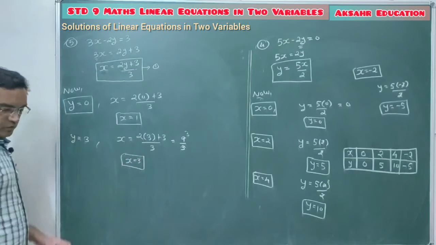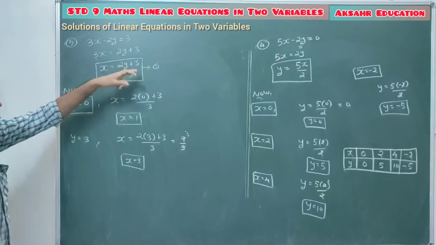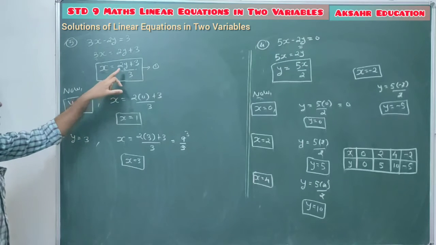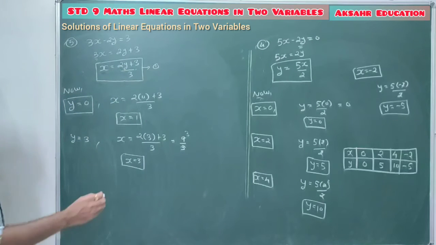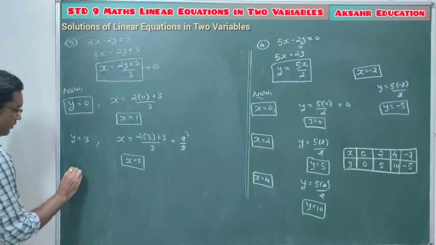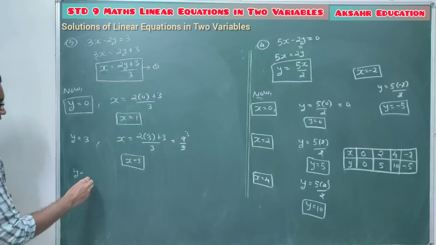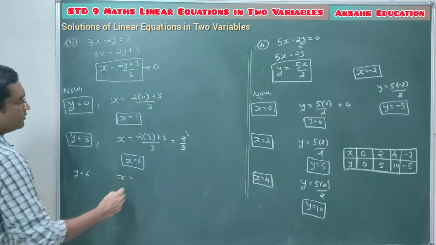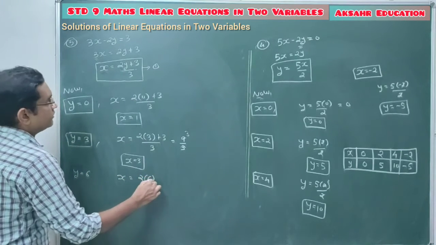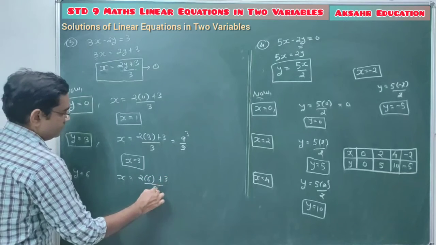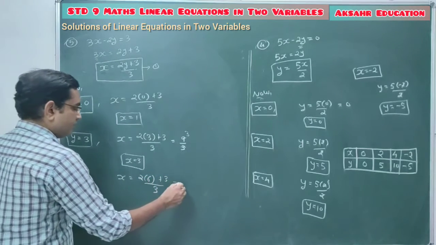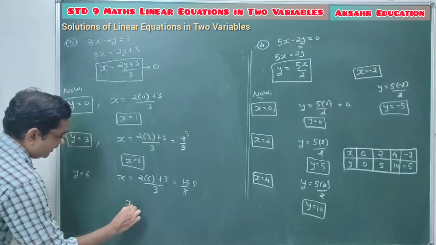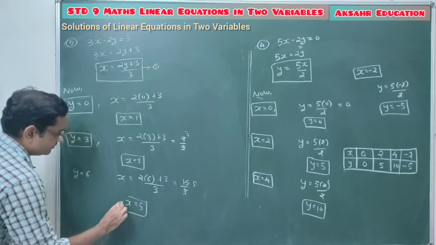After that, y equal to 4, 4 2s are 8 plus 3, 11. No. y equal to 5, 5 2s are 10 plus 3, that also doesn't cancel. y equal to 6, 6 2s are 12 plus 3, 15. So here we are taking y equal to 6. So for y equal to 6 we are getting x which is (2 into 6 plus 3) by 3. So 2 6s are 12 plus 3, 15 by 3, 3 5s are 15. So here we are getting x equal to 5. Clear students?